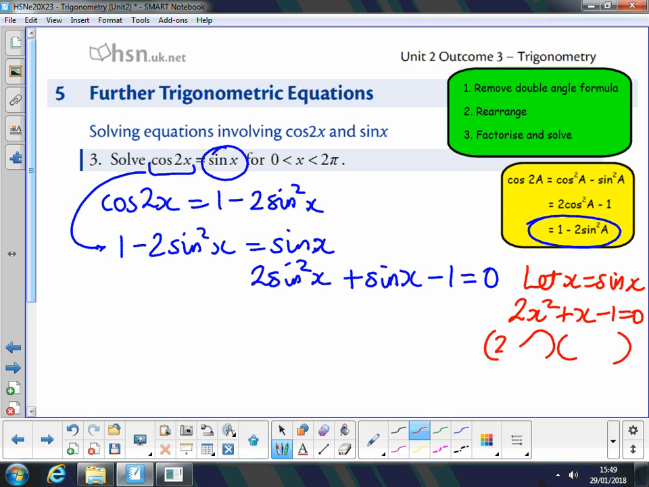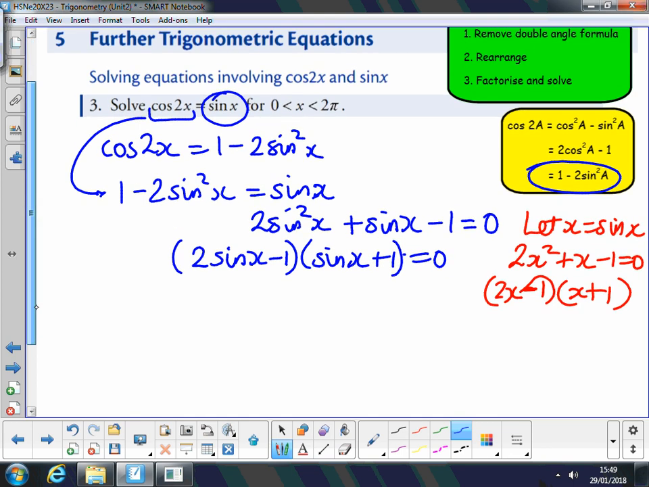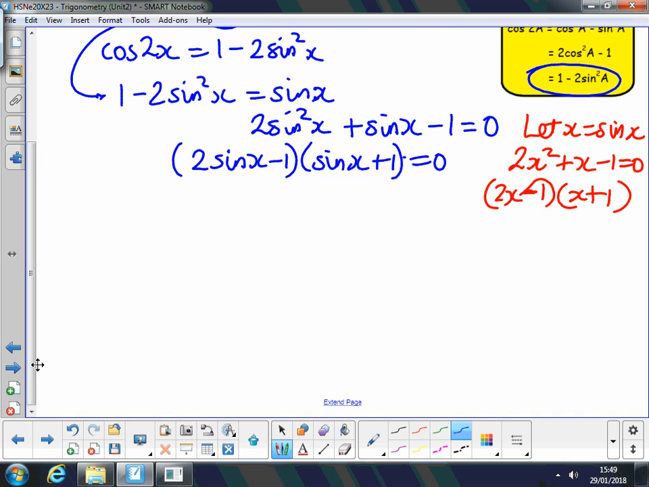Factorising, which is easy, we've got 2x, x, 1 and 1, and 2x take 1, sorry about the scribble there, and x plus 1. Perfect. That would give you 2x squared plus x take 1. Okay, we're going to move that back over here, so we have 2 sin x minus 1 and sin x plus 1 is equal to 0. Okay, we're going to set both factors equal to 0. So we have 2 sin x take 1 is equal to 0, and we have sin x plus 1 is equal to 0.